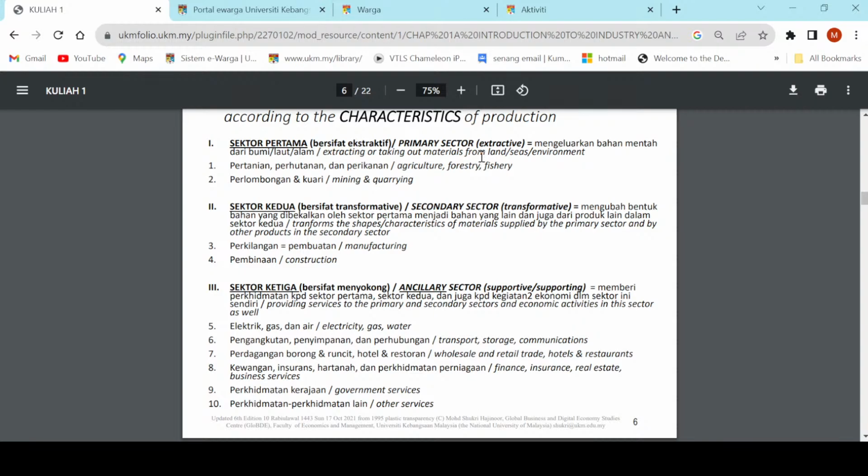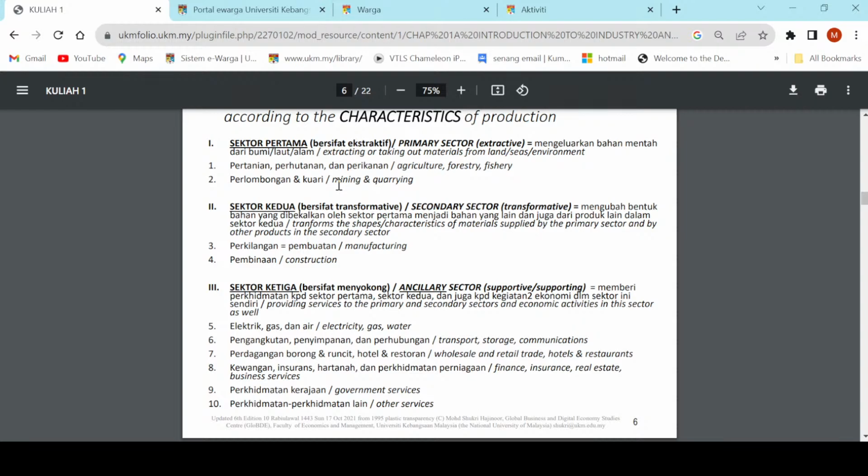To produce semiconductor, silica. From silica you can make glass. So mining is taking out the materials from the land and sea. That gives the name primary sector, because it's the primary starting of things coming from the raw materials. So that process is extractive. That's why it is primary sector.